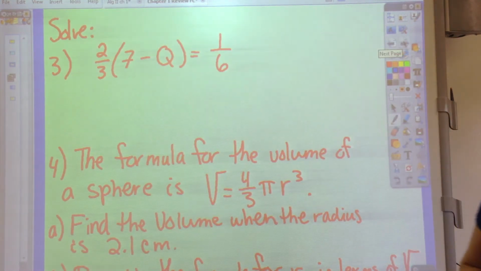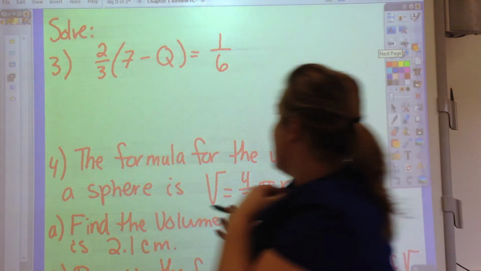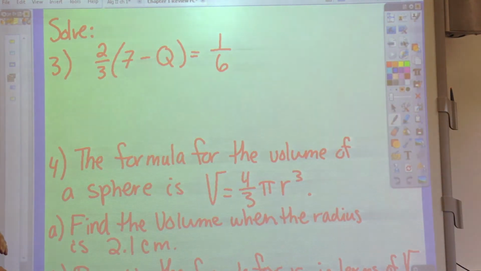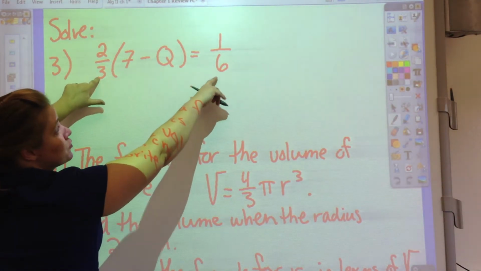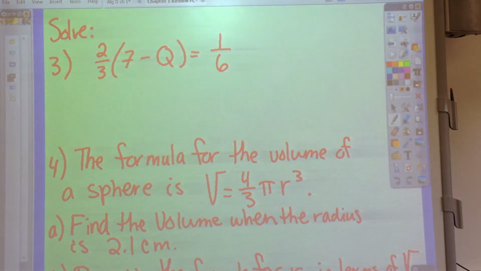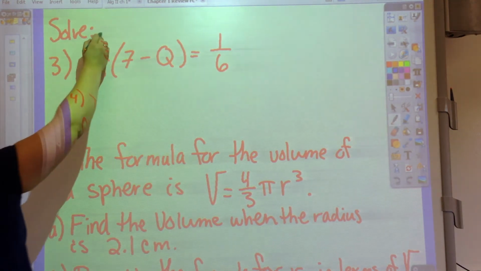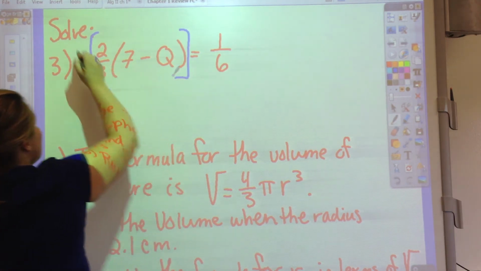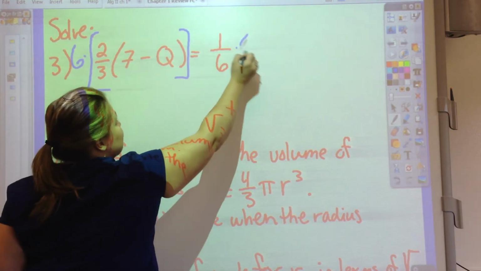All right, let's practice solving. Here I see I have some fractions going on. So to clear those fractions, I'm going to have to multiply by the least common multiple of my denominators. What is the smallest number both 3 and 6 divide into? Yes, it is 6. So I'm going to multiply both sides of my equation by 6.